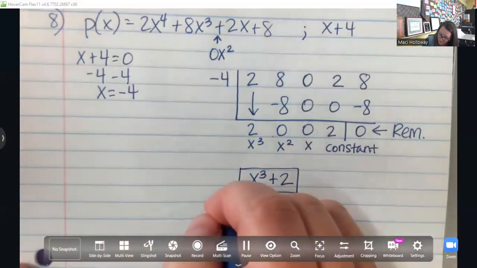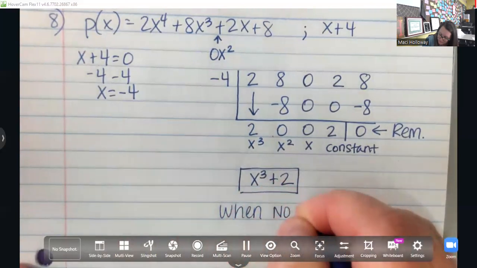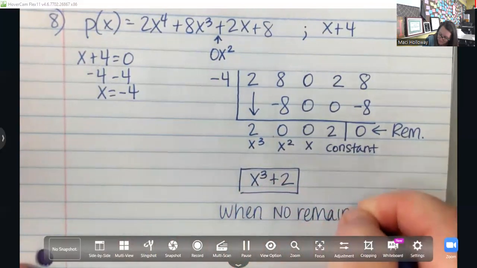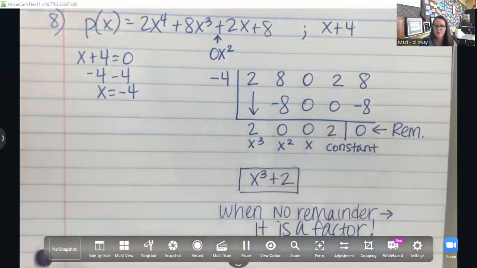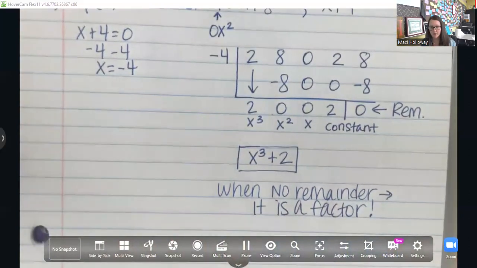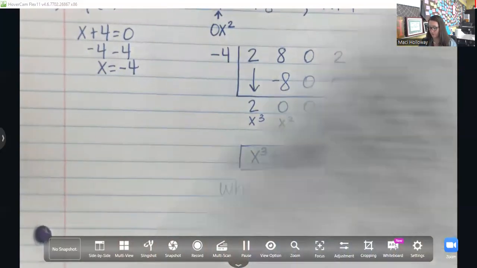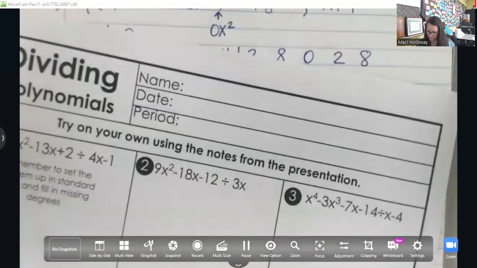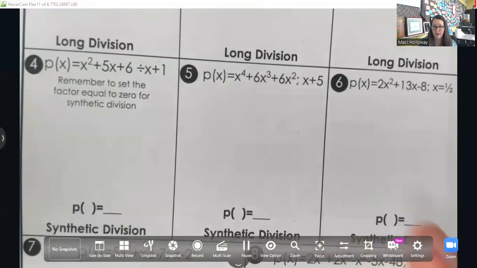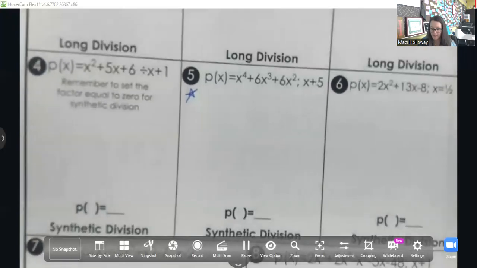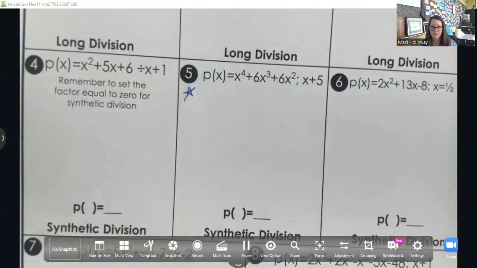And when you have no remainder, it is a factor. So remember, when you have a remainder, it's not a factor. When there's no remainder, it is a factor. Okay, so what I want you to do, this is the back here. So please try number 3 for the long division, and please try number 5 for the synthetic division, and we will go over those in class together.